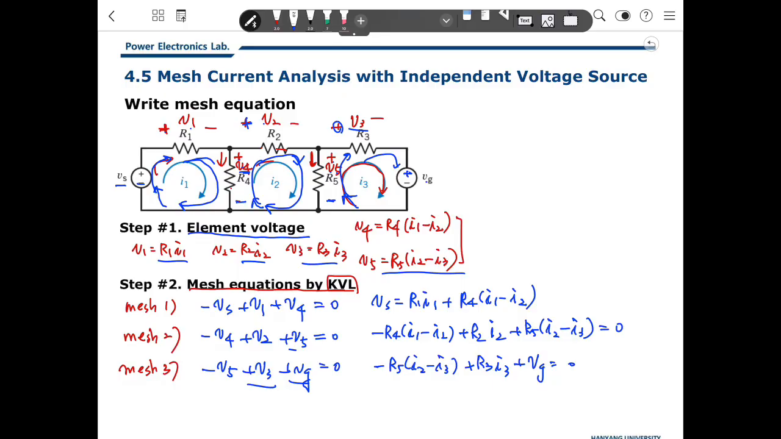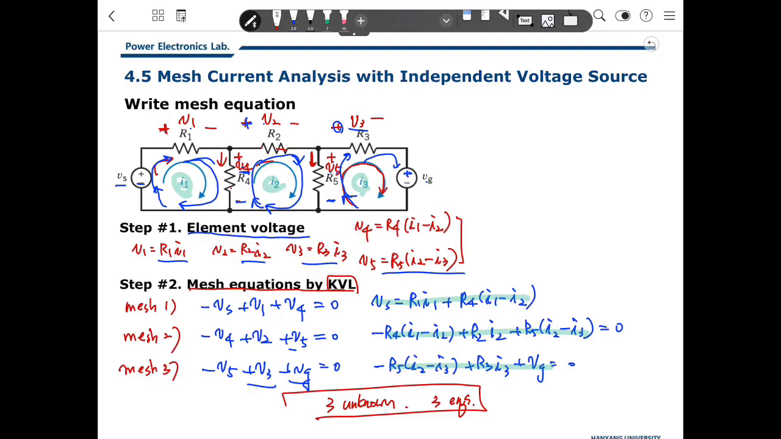Then that's it. How many unknown variables are there? The unknown variables are I1, I2, and I3. How many equations? 1, 2, 3. Three unknowns and three equations, so we can solve the problem. That's the way to solve for the mesh currents.